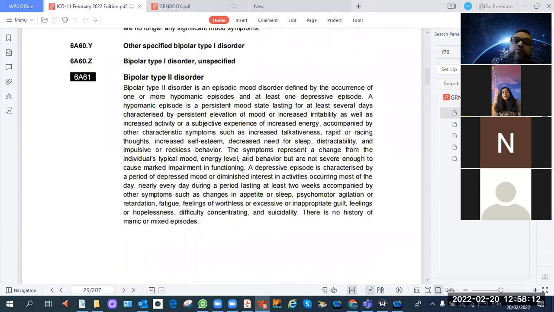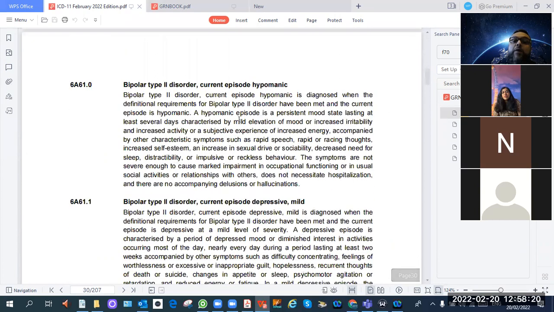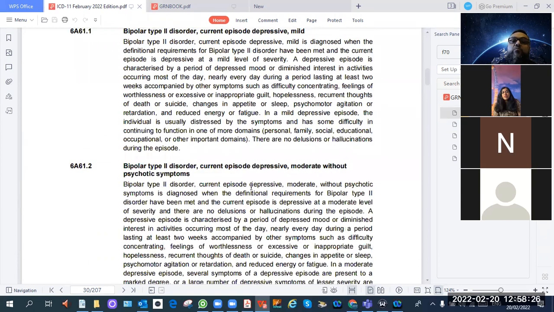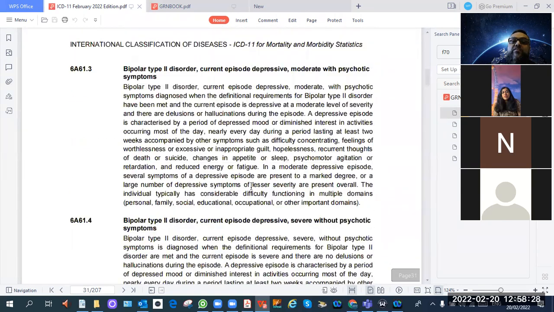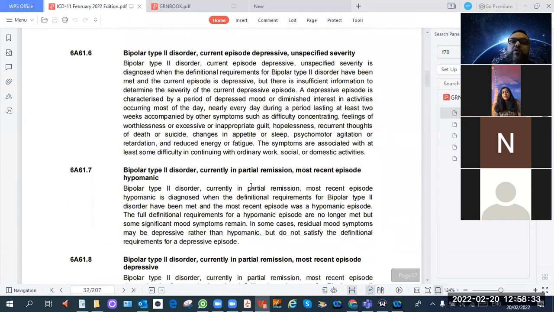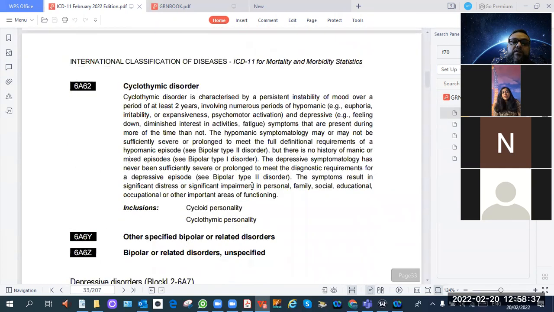So bipolar type 2 is a mood disorder characterized by the occurrence of one or more hypomanic episodes and at least one depressive episode. So it's all hypomania, no mania, while depression can be mild or moderate, without or with psychotic symptoms, or severe with or without psychotic symptoms. That is bipolar type 2. And we'll complete the mood disorders today at least and carry on with the next.